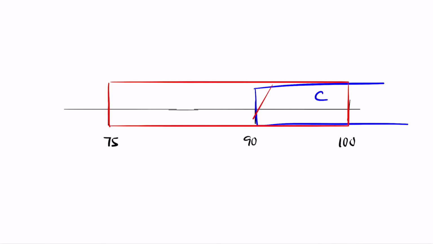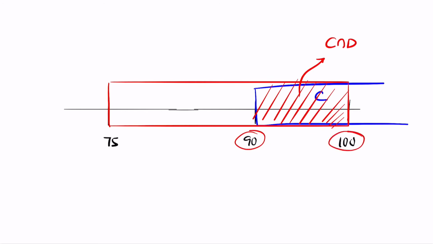And notice this is the intersection part. If there is an intersection, this intersection here represents C intersection D. So this C intersection D value starts at 90 and it goes until 100. So we can write that C intersection D here represents 90 less than or equal to X less than or equal to 100.